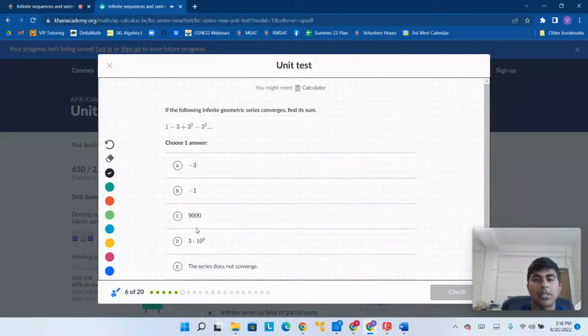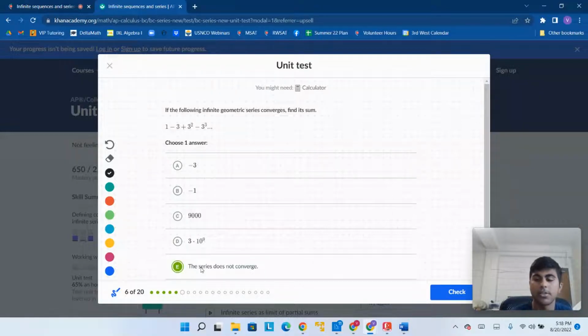Following infinite geometric series converges, find its sum. But wait a second. Let's look at that for a second, okay? So we're doing 1 minus 3 plus 3 squared minus 3 cubed. It's going to be plus 3 to the 4th, minus 3 to the 5th, plus 3 to the 6th. It's going to become really, really big. Like, massive. We're going to end up with like 3 to the infinity or something. Right? It's not going to converge to anything. It's just going to keep getting bigger and bigger, on and on. It's never going to converge.